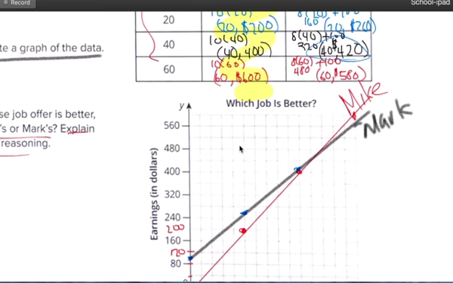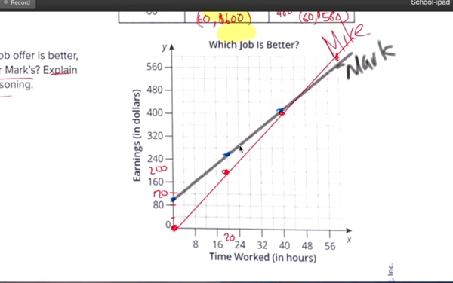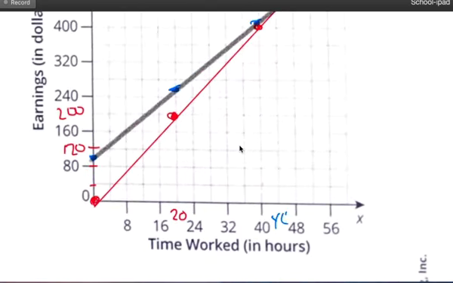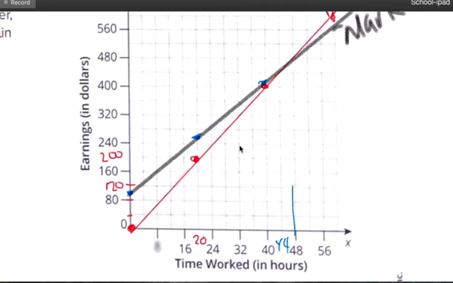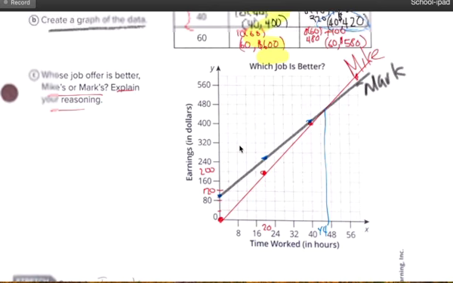Okay, so based on this information, it looks like around 44, right? That's where they, right here, 48. I say 46. That's where they make the exact same amount, around 46 hours. So whose job offer is better? Let's see. Mark is better. Notice this line here. Mark is better here up to right there where the line meets, to about 44 hours.